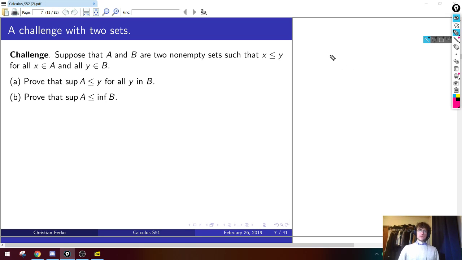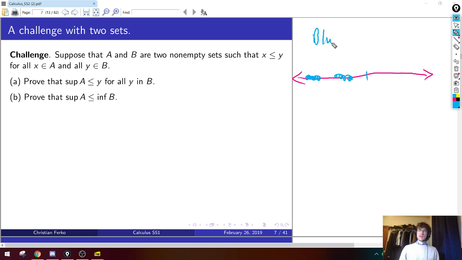Okay, so one more exercise. So we're going to suppose A and B are non-empty. So I'm just going to draw a number line to help us visualize. So A and B are non-empty, and we're going to assume that every x in A is less than or equal to every y in B. So visually, A doesn't have to be an interval, but it could have an interval here, an interval here, maybe a point here.